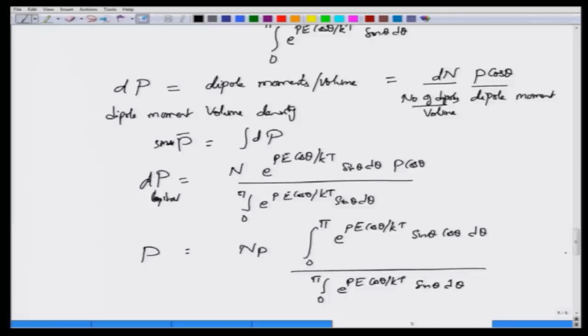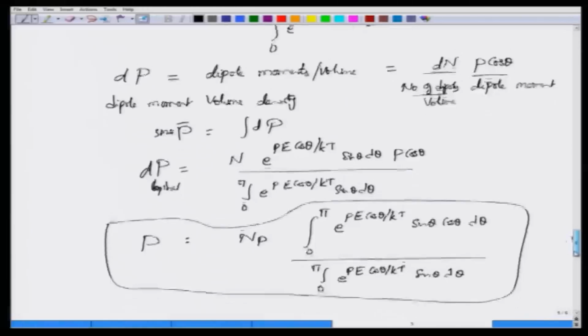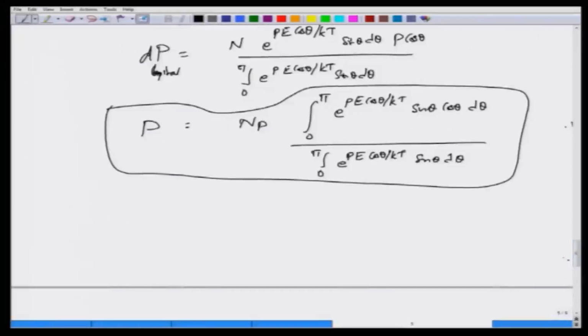Now, you do not have to evaluate all these integrals, because this is well documented in literature under a name called the Langevin function. In fact, this can be written as N p L of A, and this L of A is called the Langevin function. And what is this function?